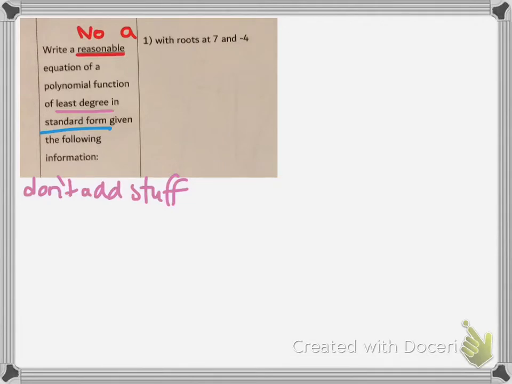All right, so let's get started here. So we are writing a reasonable equation. So f of x equals, I'm not going to put an a value because this is a reasonable equation. I have a root at 7. Well, that means I have a factor of x minus 7. And I have a root of negative 4, which means I have a factor of x plus 4.